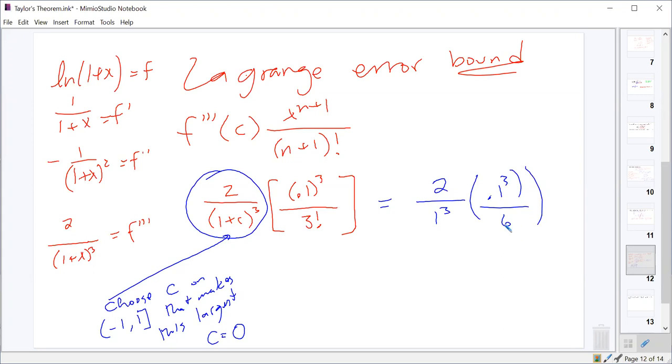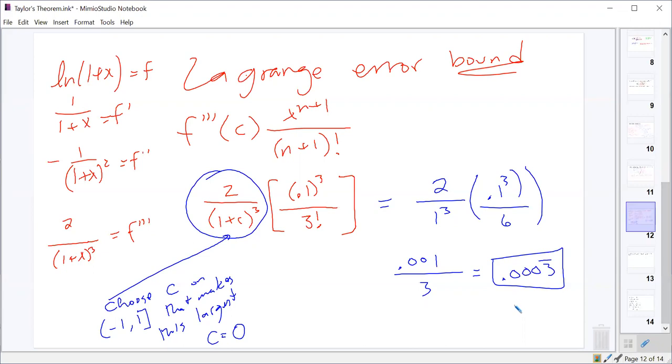as our error bound. And if we were to go back through and do all of this again, we'd have 0.1 cubed, which is 0.001 over 3, which is 0.0003 repeating once again. And so we'd find that the bound on this error is, once again, 0.0003 repeating using the Lagrange error bound. We know that the error will always be less than that. Good or no?